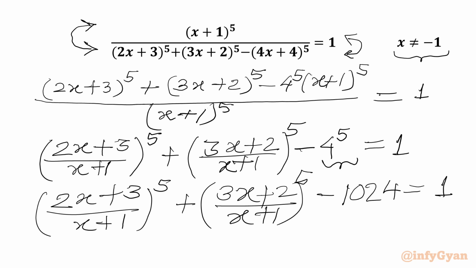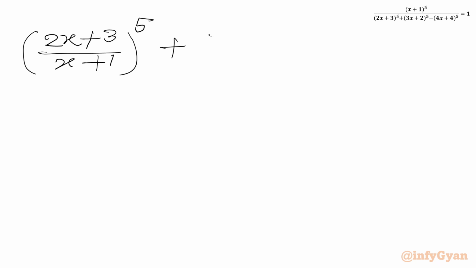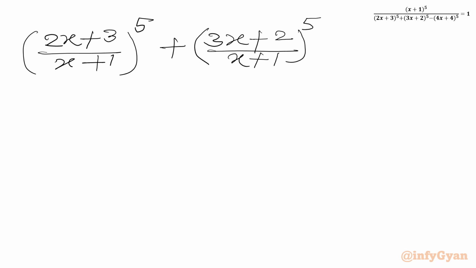Now we will add 1024 to both sides. So let me write plus 1024, and in RHS also we will write plus 1024. Plus and minus 1024 from LHS will cancel out. We will get our equation: (2x plus 3) over (x plus 1) whole power 5 plus (3x plus 2) over (x plus 1) whole power 5 equal to 1024 plus 1. So I will write 1025.